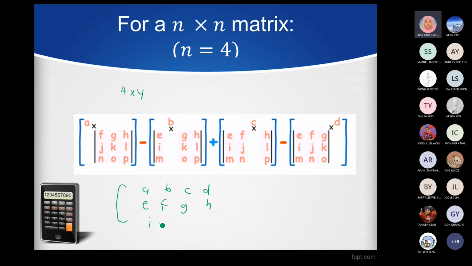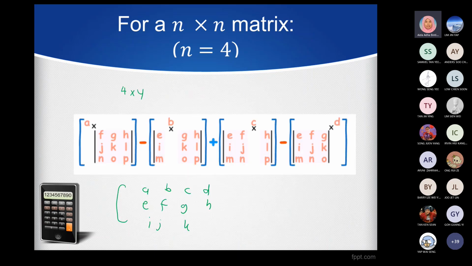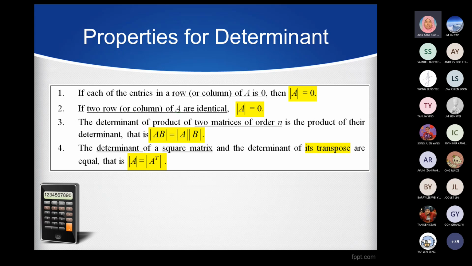By the way, for your information, we just test you on matrix entries of 3 times 3. Don't worry. We only test you on 3 times 3 matrices. All right, so this is a property for the determinant.